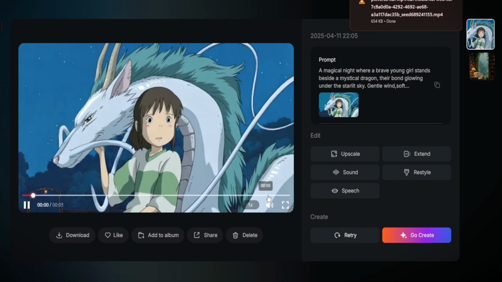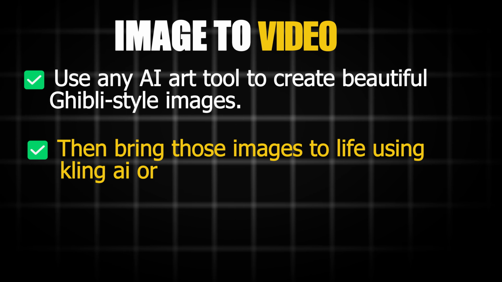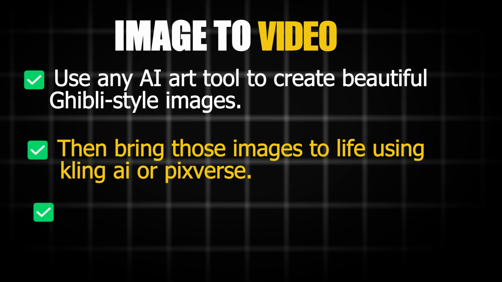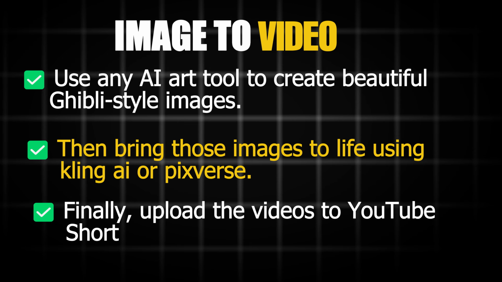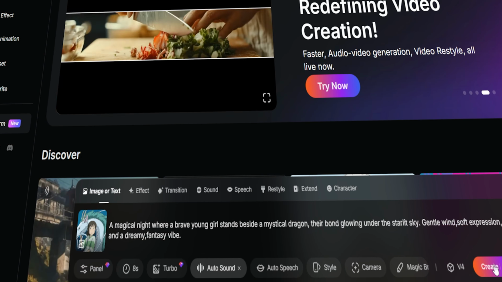So here's how you can use this to your advantage. Use any AI art tool to create beautiful Ghibli-style images. Then bring those images to life using Kling AI or PixVerse. Finally, upload the videos to YouTube Shorts, Instagram Reels, or TikTok. This method is completely free, super fast, and it's perfect for content creators who want to build their brand, grow their audience, or even start earning through monetization.